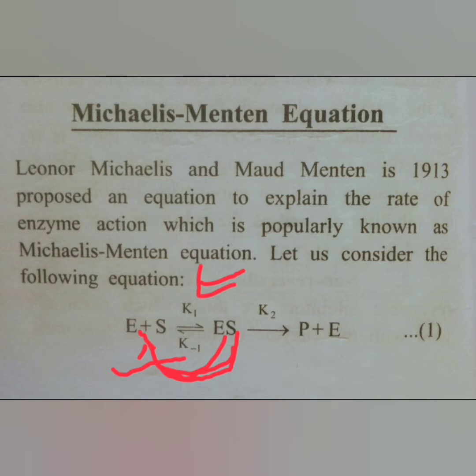Or in this enzyme substrate complex which has formed, the reaction will occur and the substrate will be converted into product, giving rise to the product and the free enzyme. Okay, the product will be free from the enzyme. So this reaction is given by the rate constant K2. Alright, so I hope this is clear. This is equation 1.